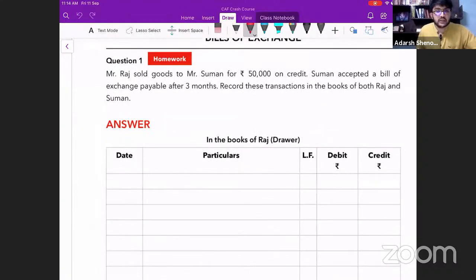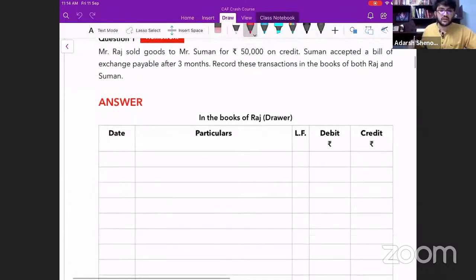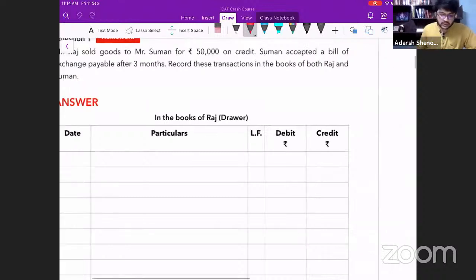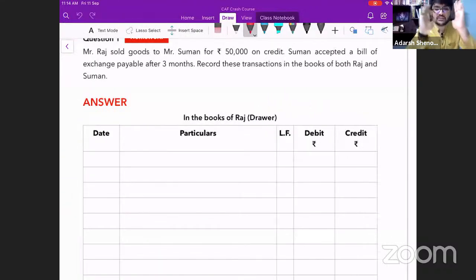Yes. I have just split the question, for easy writing of the solution. What you can do is, in your books, leave 2 pages for the books of Raj. Leave full 2 pages empty in the books of Raj. Write case by case, you go on writing, okay? And then you write in the books of the drawee.